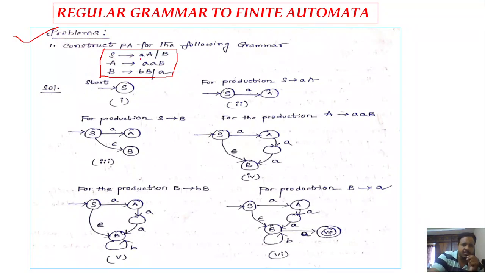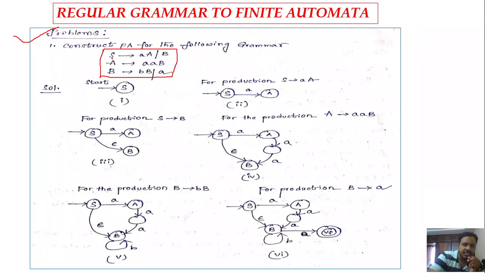S denotes small a, capital A, or capital B. Capital A denotes small a, capital B. Capital B denotes small b, capital B, or small a, right? So all the productions are satisfying the right linear property that we have discussed recently. So this grammar is regular grammar and it is right linear. So we can construct the finite automata, right?